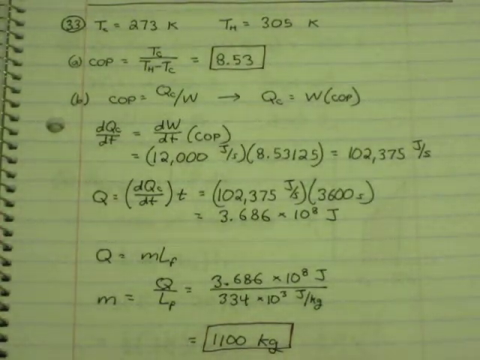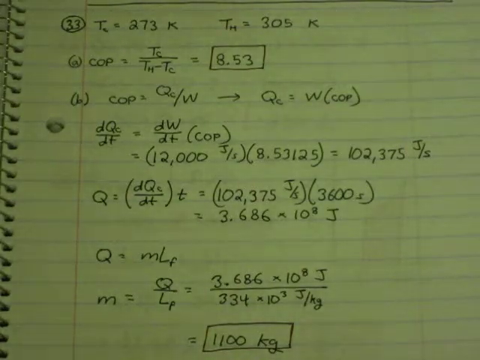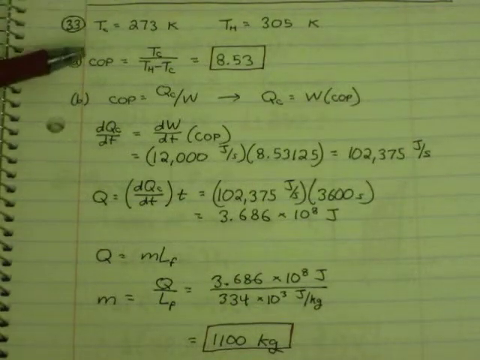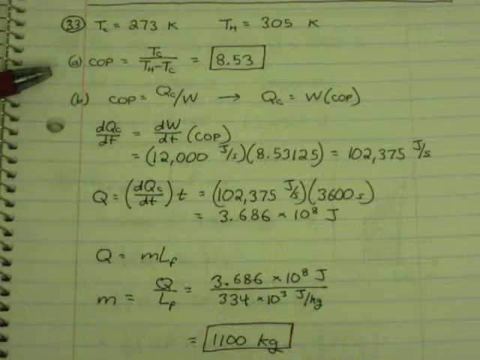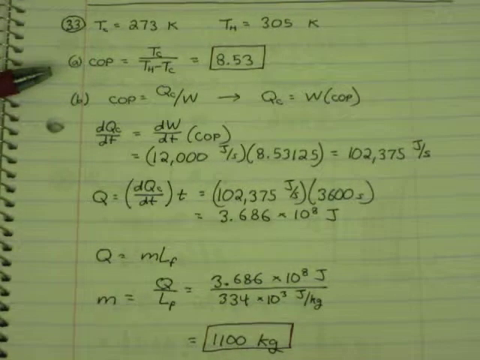For number 33, Tc is 273 Kelvin, Th is 32 degrees Celsius, so that becomes 305 Kelvin. So the coefficient of performance of the refrigerator, Tc over Th minus Tc, is 8.53 for part A.